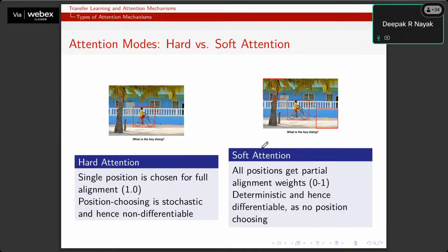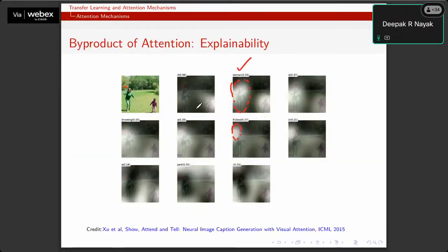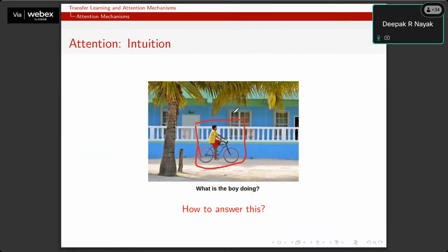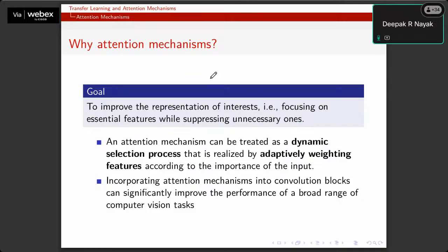Soft attention is very, very popular, where all positions will have some weights, and you need to attend all the positions in the image, but based on the weights you can say, yes, this part is more important for us, or this part is not important for us. That is why soft attention is more popular nowadays, because with hard attention, getting a single position is very, very difficult.